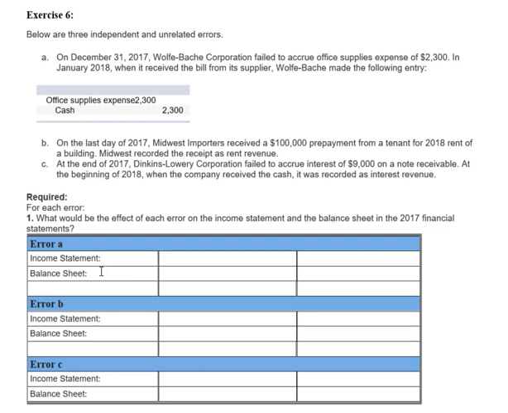On December 31st, 2017, Wolfbach Corporation, we'll just call them Wolf, failed to accrue office supplies expense of $2,300. So in other words, they have these office supplies, they've used them, they just forgot to expense them. In January of 2018, when it received the bill from its supplier, Wolf made the following entry. They debited office supplies expense for 2,300 and they credited cash. Now that was done in 2018.